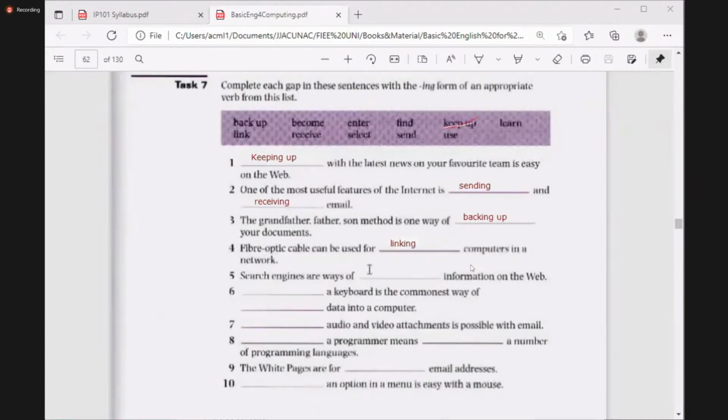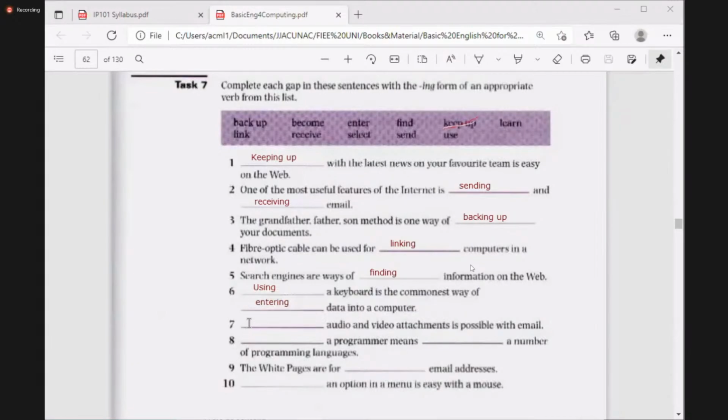Okay. Search engines are types of information on the web. Finding information on the web. Number 6, a keyboard is the commonest way of entering data into a computer. So using a keyboard is the easiest way of entering or inputting. What do we have here? Enter. So entering data.